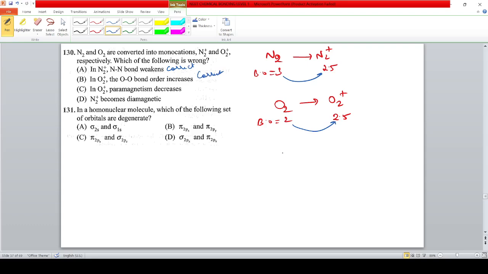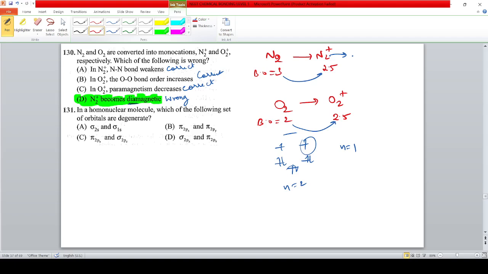O2 plus. Listen, regarding oxygen, 1, 2, 3, 4, 5, 6, 7, 8. Unpaired electrons is 2. Whereas O2 plus means you have to remove one electron, right? Unpaired electron is 1. So the paramagnetism decreases. This is also correct. N2 plus becomes diamagnetic. This is totally wrong because there will be a single electron. Okay. So this is wrong. So the wrong statement is answer D.